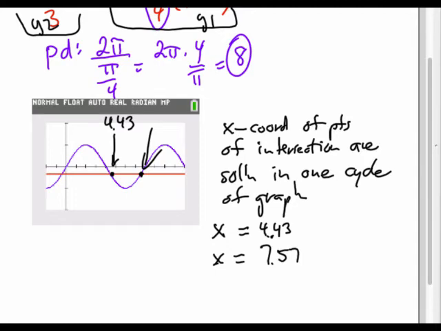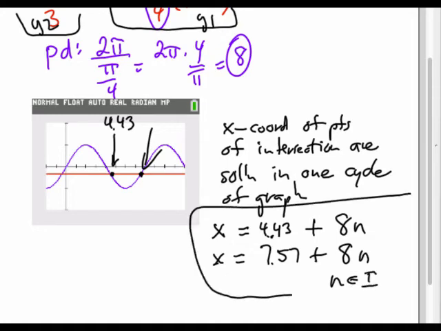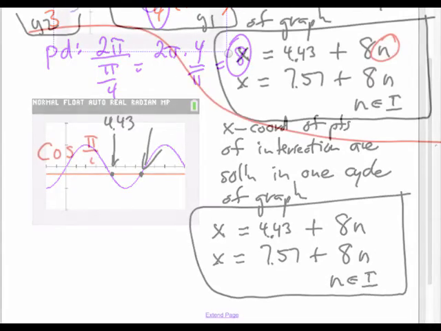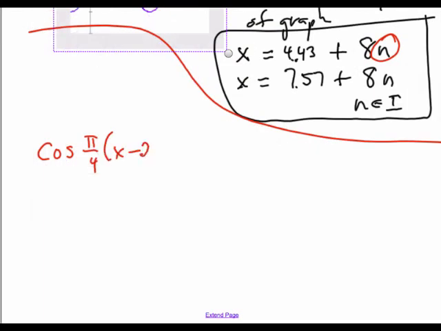And those are the solutions on the first cycle, but since I want all solutions, I'm going to have to add on my period, which is 8, n times. And so there's my general solution. So I've solved this equation graphically using the intersection of two graphs. I could have set the equation equal to 0 and used one graph by finding the x-intercepts. Now let's look at how to do this problem analytically.